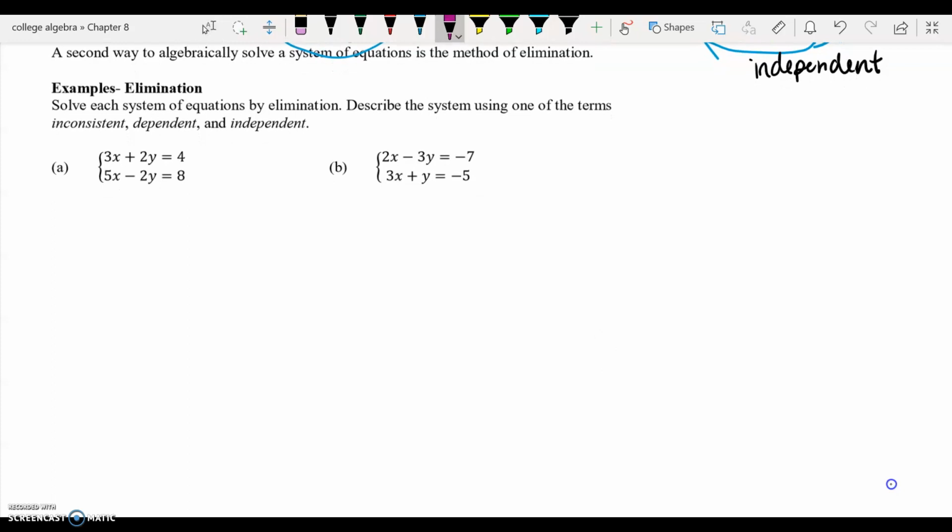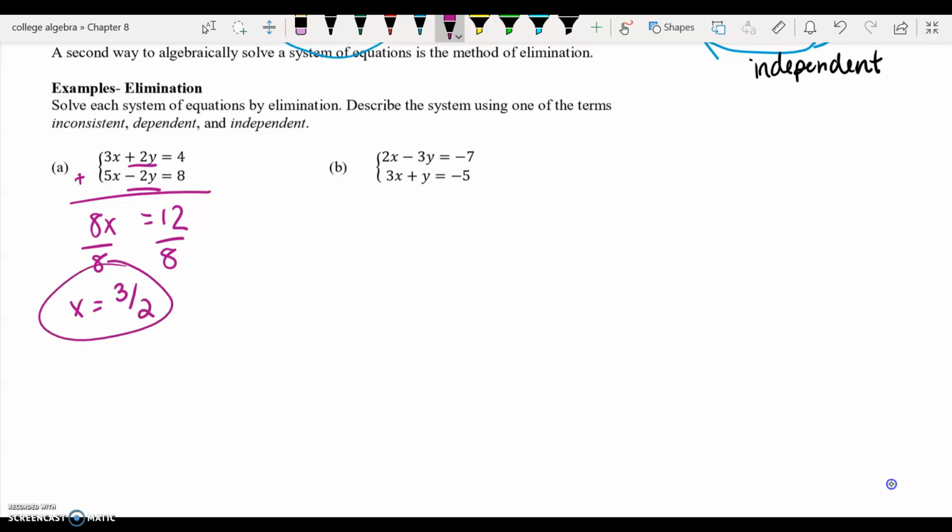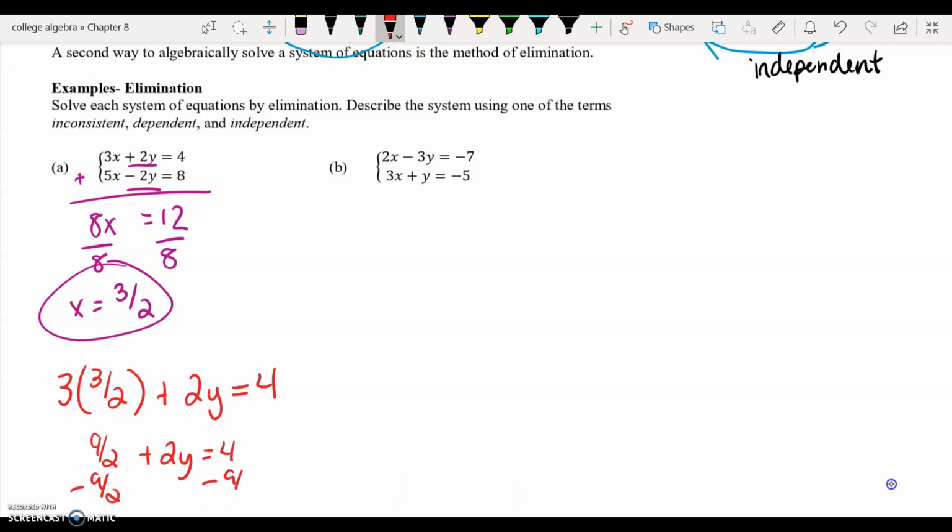Next one, solving it using elimination. What you want to do is you want the y in both equations to be the same number with opposite signs. You see there's a positive 2 and a negative 2. So now I'm going to add these equations together. I'm going to get 8x, the y's are going to cancel, equals 12. I'm going to divide by 8. x equals 3 halves. I'm going to simplify it. Now you take that x and plug it into either equation. I'm going to plug it into the top one. Solve it.